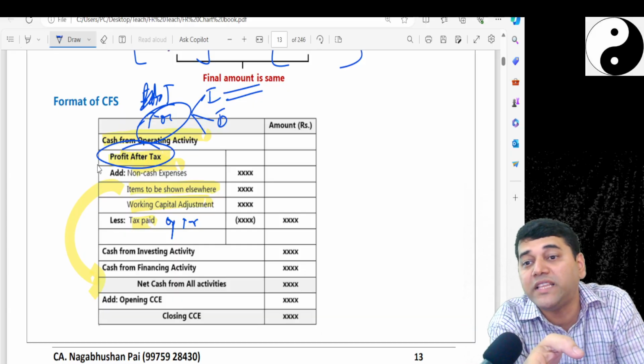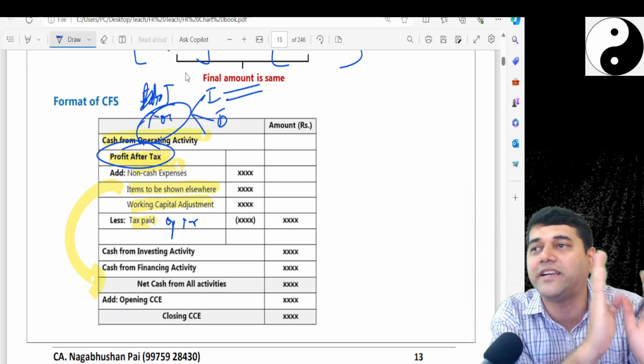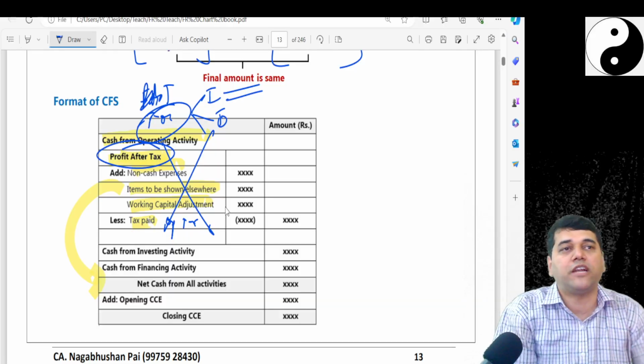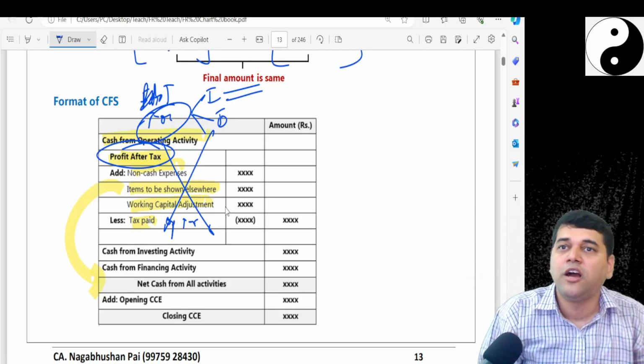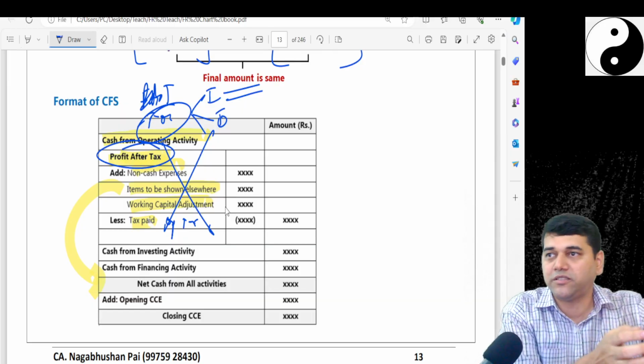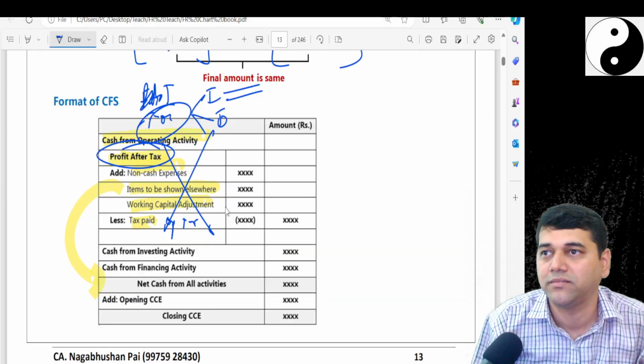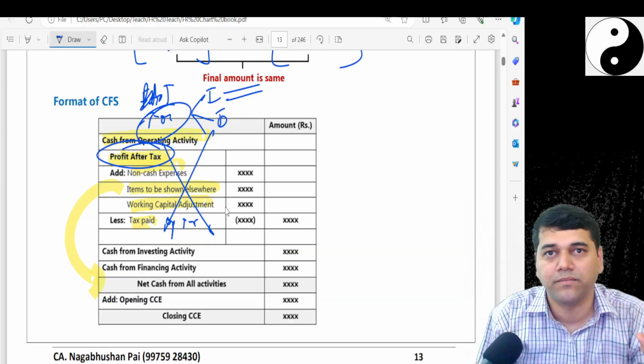No, but when you start with an indirect method, see, in the direct method you don't have this headache. In the direct method you need not do this format. Straight away you start with how much cash received from the customer, how much cash paid to the supplier, how much is my employee payment. This balancing figure is my cash flow from operation, and how much tax you paid.